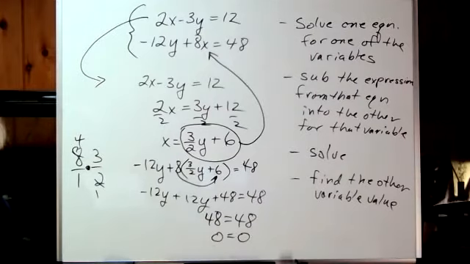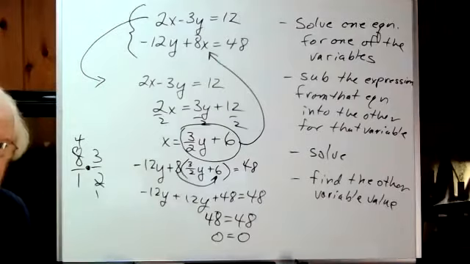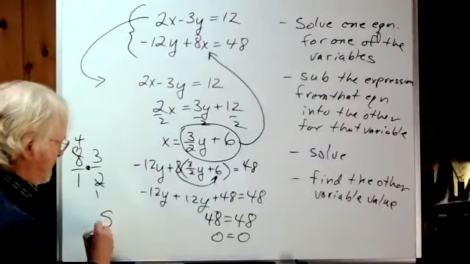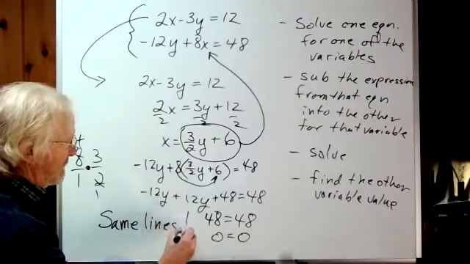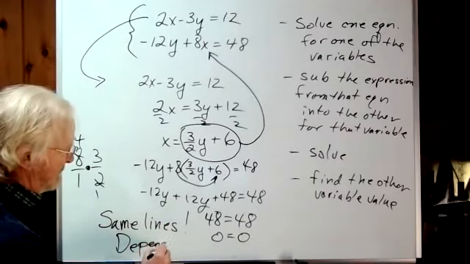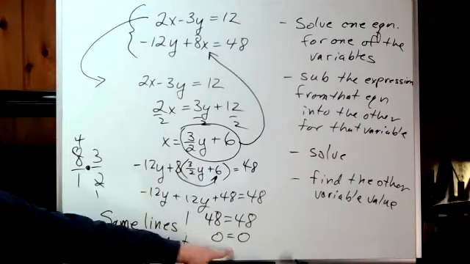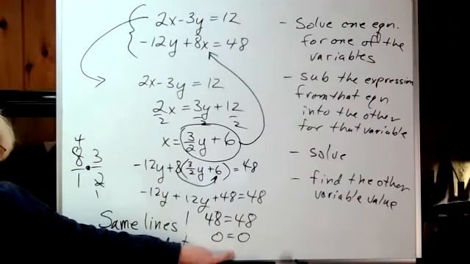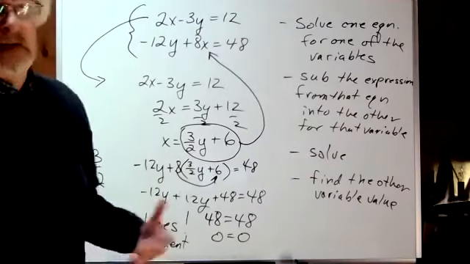What does that mean? Anything that made the first equation true was going to make the second equation true. These are the same lines. Or we'd say, remember that other word, dependent. They depend on each other. They're the same lines. When you get this always true, right? It didn't depend on the variables. It's always true.